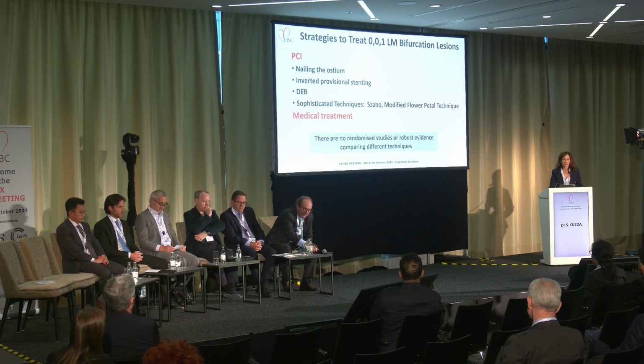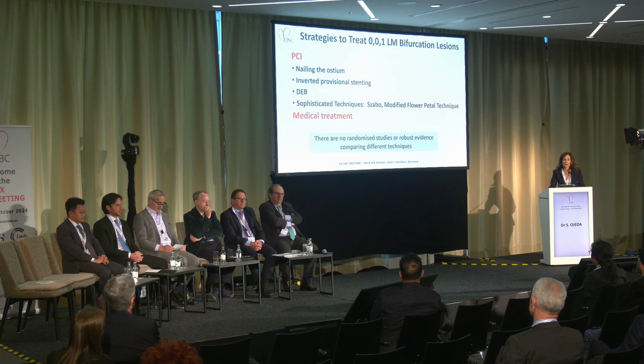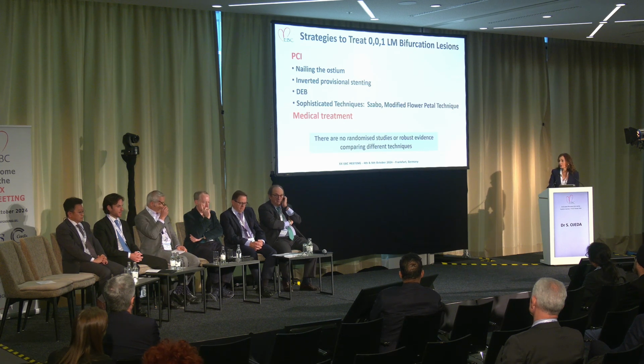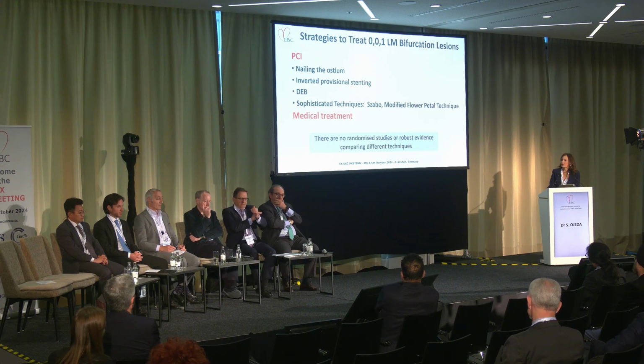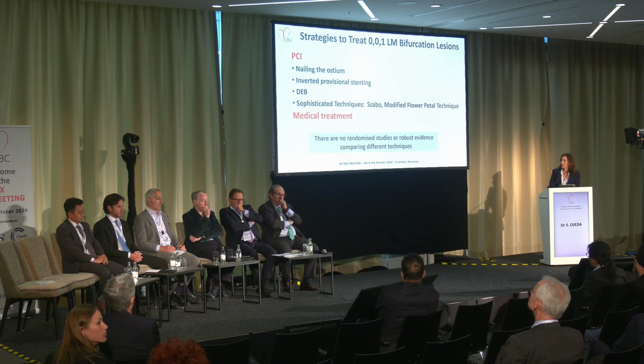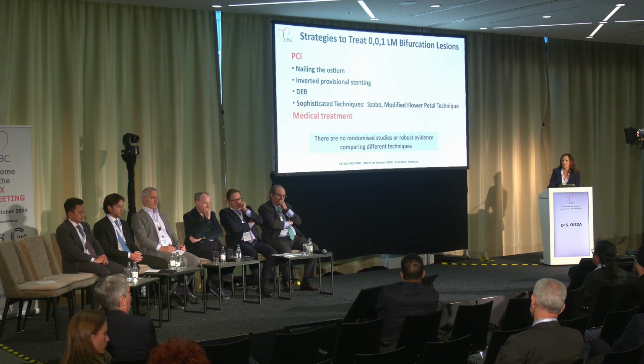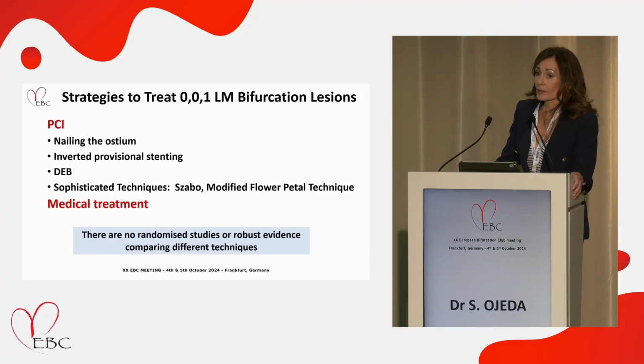As everybody knows, 001 left main bifurcation lesions are particularly challenging for PCI. Although different techniques can be performed, such as nailing the ostium, inverted provisional stenting, angioplasty with drug-eluting balloons, or even more sophisticated techniques, it's important to highlight that currently there are no randomized studies or robust evidence comparing different techniques.